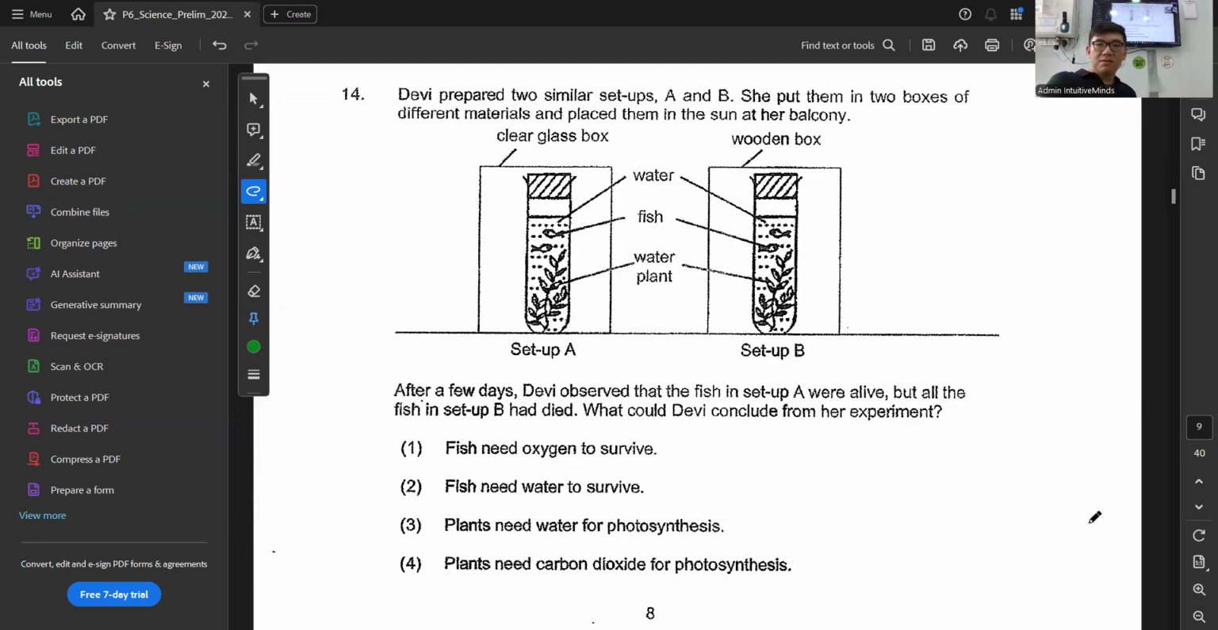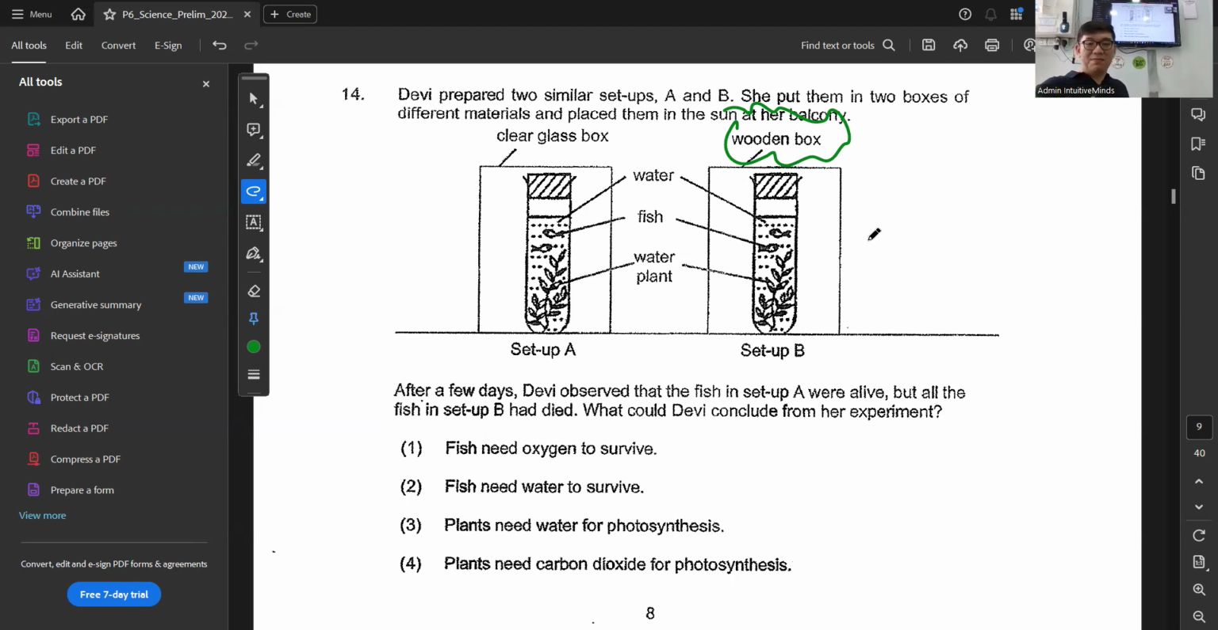One water, fish. Okay. Why did they set up B, fishes die? Circle one thing here that tells you the reason. Yeah, so wooden box. There's some blocks outside. So you cannot make food and produce oxygen. Yeah.